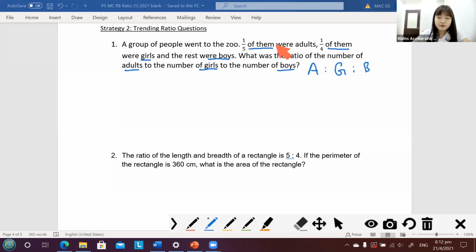So 1/5 of them were adults, 1/4 of them were girls. Since the fraction belongs to the total, to find the boys, all we have to do is take 1 whole, which is all the people, minus away the adults, minus away the girls, 1/4. Can you calculate this? What will this get you? What's the fraction for the boys?